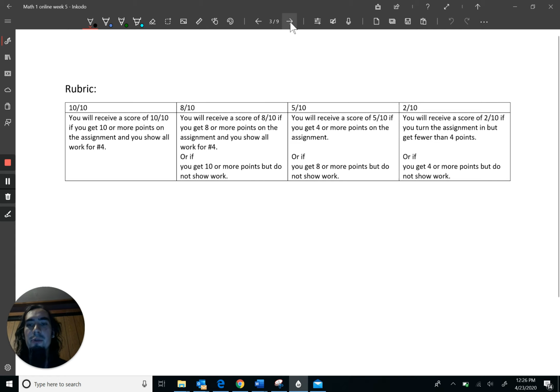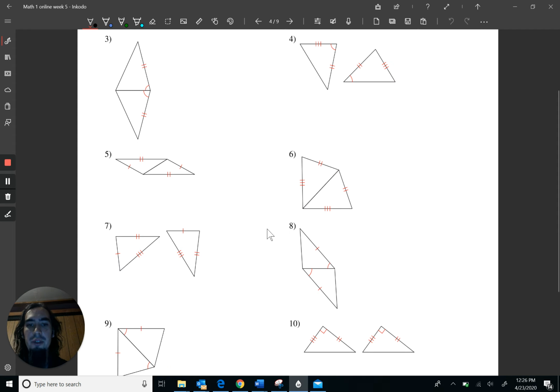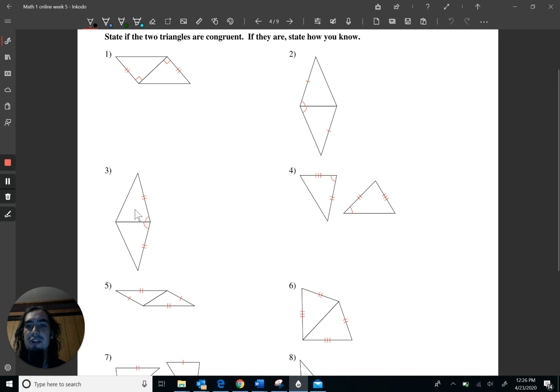And then the second assignment is going to be, here's the rubric, which is also posted. The second assignment is going to be this guy, which looks like the examples we did earlier. You're just going to say if they're congruent. So are these congruent? Are these congruent? And you're going to do it just like I did. You're going to check to see if you have three sides or two sides with the angle between them.